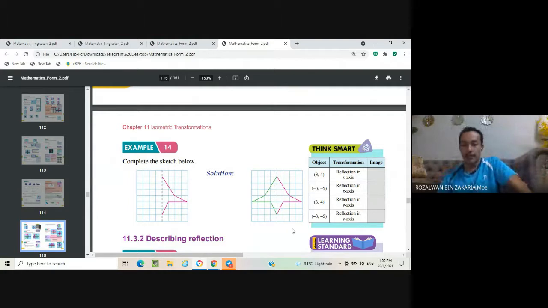This is actually the reflection. Reflection is one type of transformation. Okay, all right.